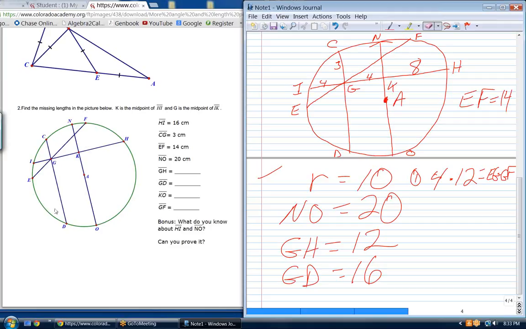Now hold on. No, I don't know how to do that. Find the missing links. K is the midpoint of HI. We've used that. G is the midpoint of IK. We've used that information.